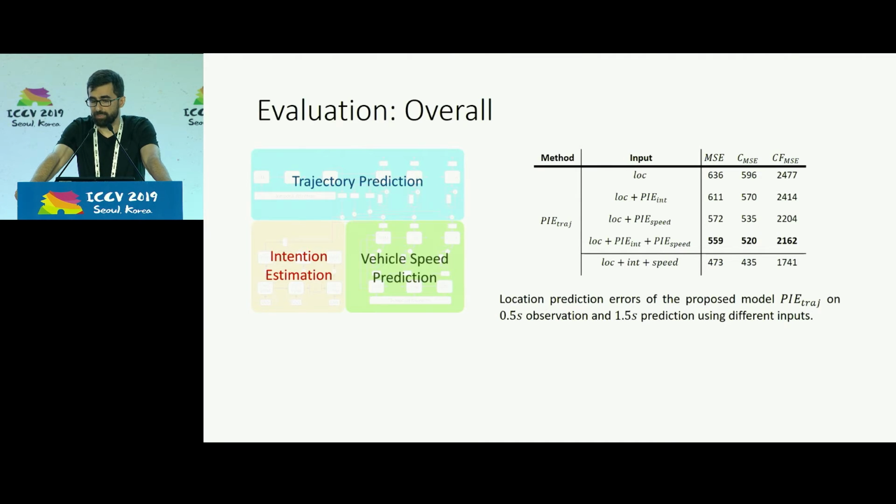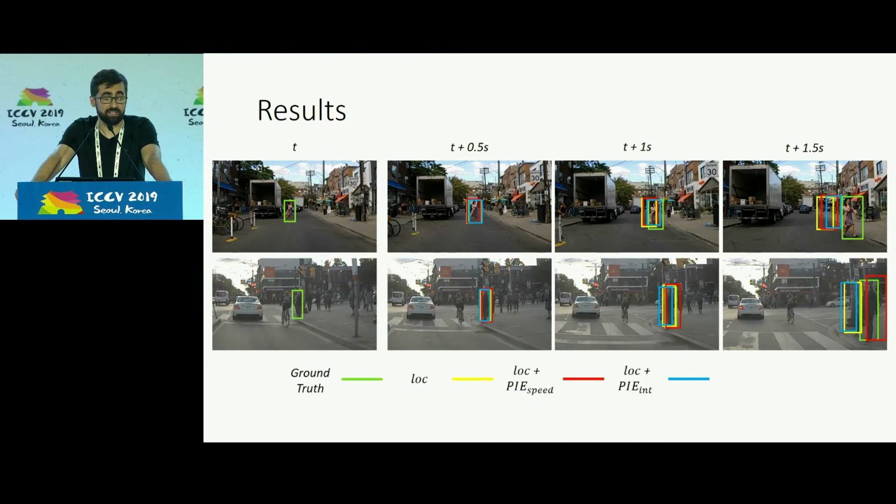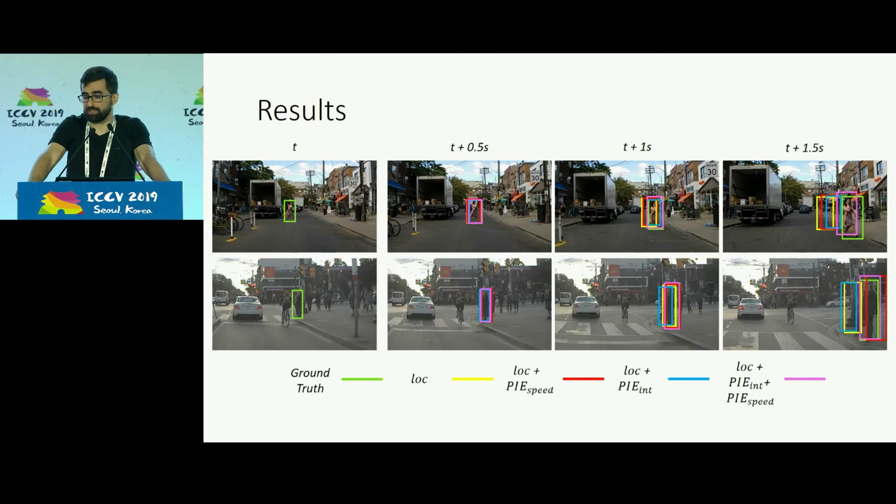Showing you an example in practice, we can see 2 sequences here. We start with ground truth bounding boxes, then prediction using only the location information, location and the speed of the vehicle, location and intention of people, and putting everything together, the best result is achievable.